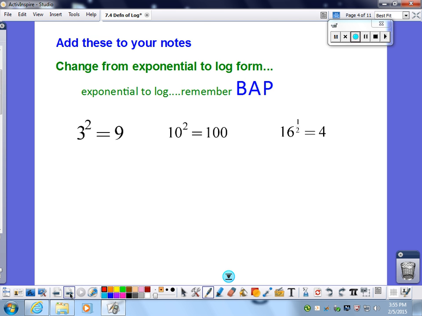All right, so let's try these. 3 squared equals 9. So change it into logarithmic form. It's going to be log base 3 of 9 is equal to 2. Remember that the exponent is always by itself.